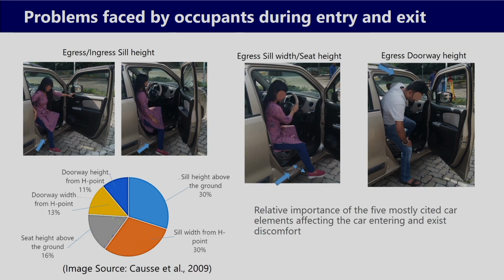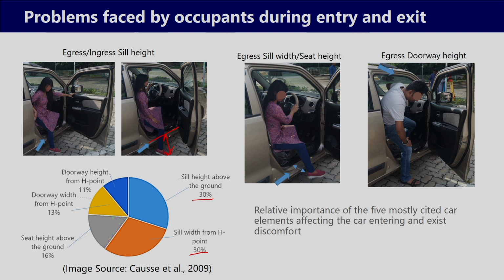Now, problems faced by the occupants during entry and exit. Cause et al. 2009 reported the five most often cited car elements affecting car entering and exit discomfort. These five elements are, first, sill width from the H point. 30% of the people reported that they find problems associated with the sill width, that is the rocker panel width. Then sill height above the ground. 30% of the people reported that the height of the sill, that is the rocker panel height from the ground, is difficult for them.